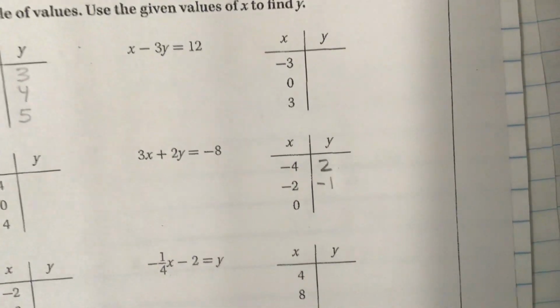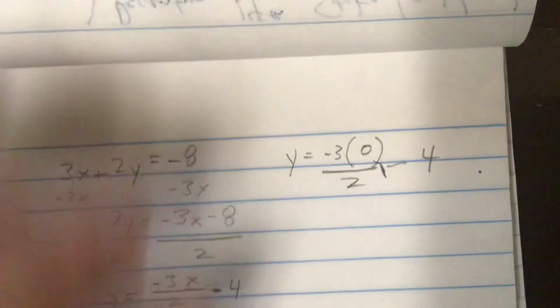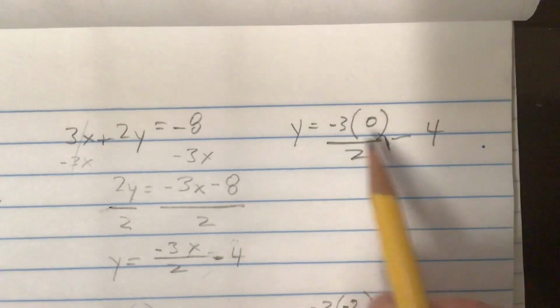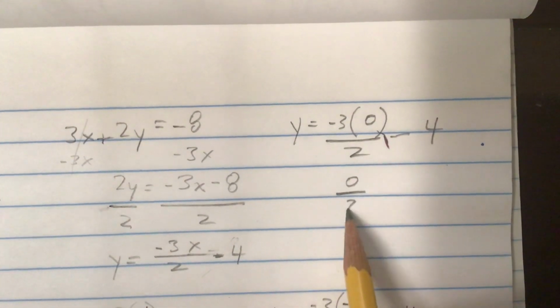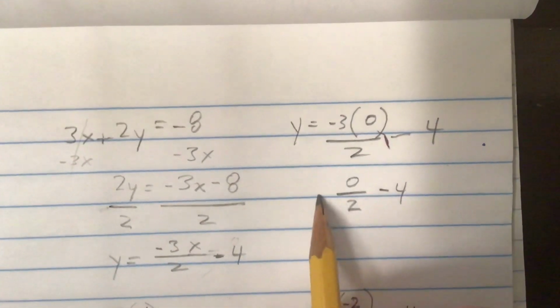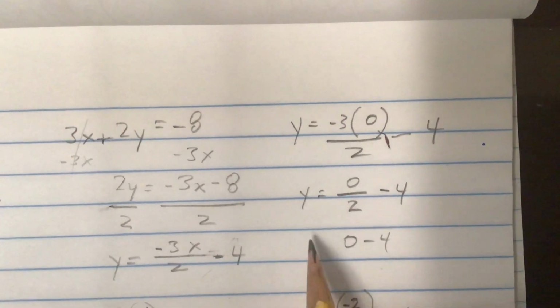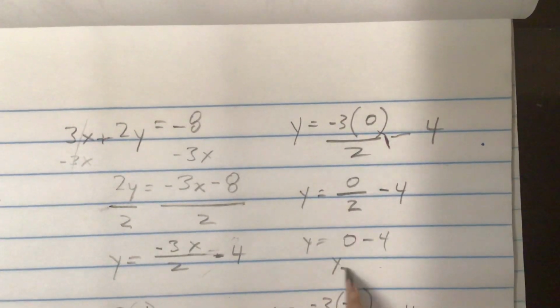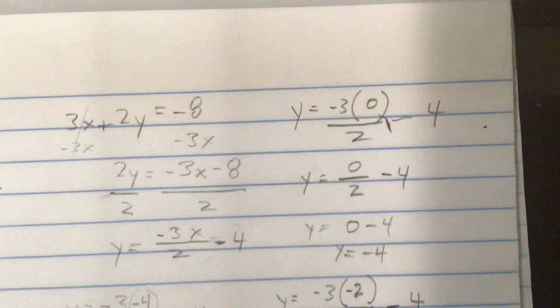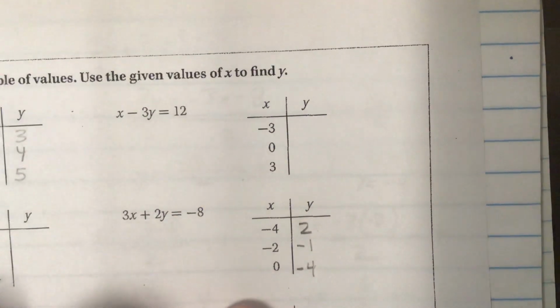And then for 0, we'll go back to where we had it here. That's going to be 0 over 2 minus 4. That's 0 minus 4, which gives y equals negative 4. So when I go back to here, I will put negative 4.